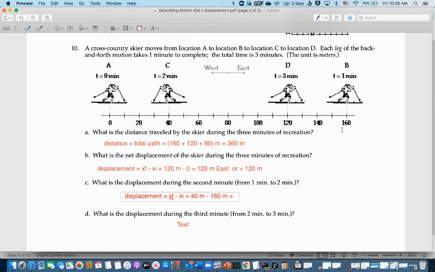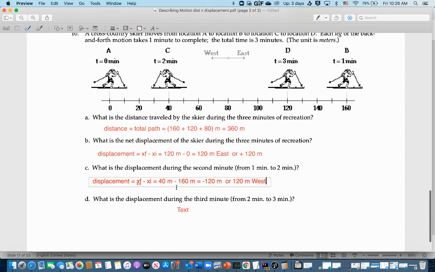So what is my displacement here? 40 minus 160? Well, that's going to be negative 120 meters here. Now, I could leave it right there because negative indicates to the left, or I could write 120 meters west. Again, either one of those is okay because negative is indicating that, or I could just say 120 meters west.